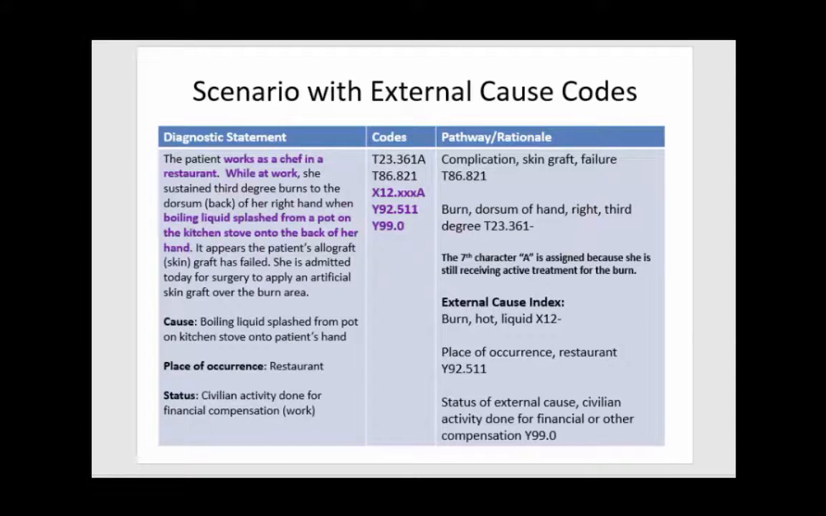The next slide, I just want to show you when something changes. This time we've been given the status that this is a person working as a chef, and while she's at work, this boiling liquid pops out of the stove, out of the pot, and hits her on the back of her hand. So that changes our codes. We still have the boiling liquid cause code, but the place of occurrence is now a restaurant, and the status is the civilian activity done for her pay, her job.